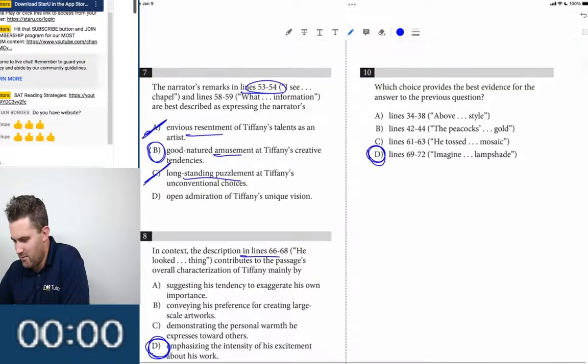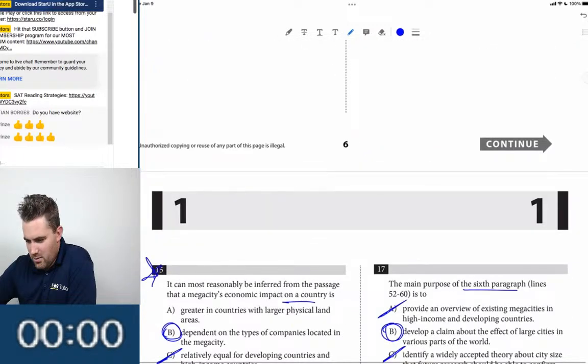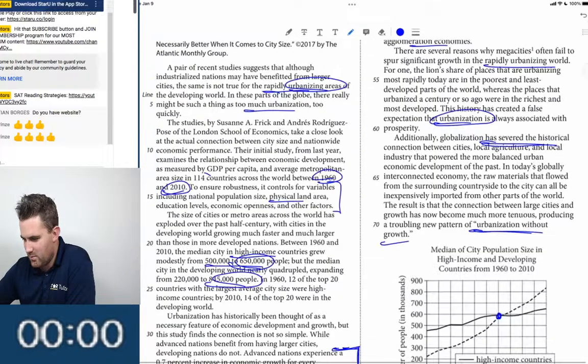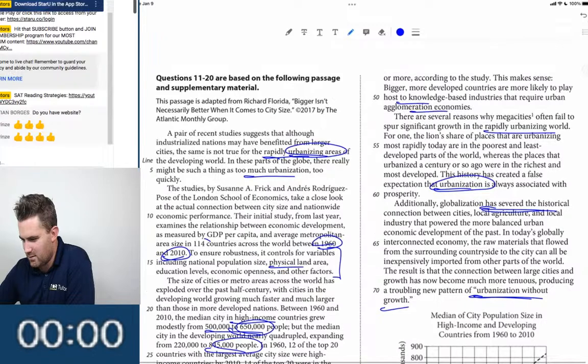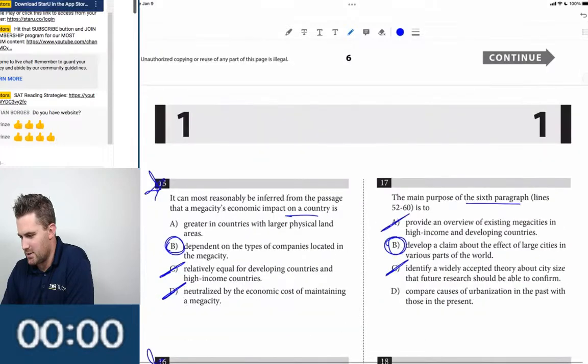48. What line was that? Was it 48 and 51? 48 and 51. I think that was where I was going with that. More likely to play host to knowledge-based industries. I think that's right. B and C. Those are the ones I was going to go with.